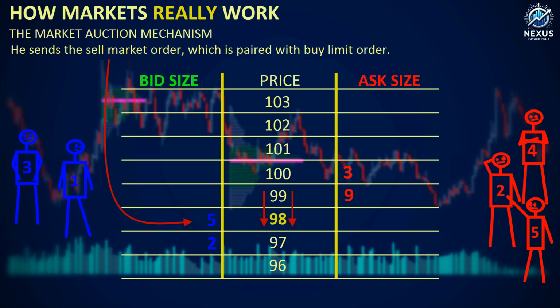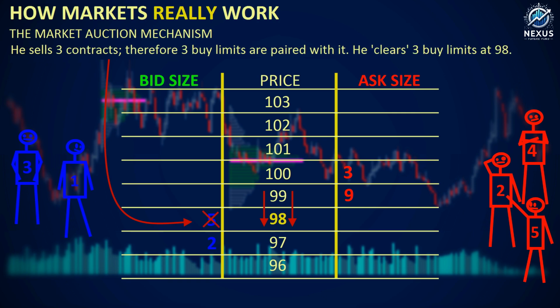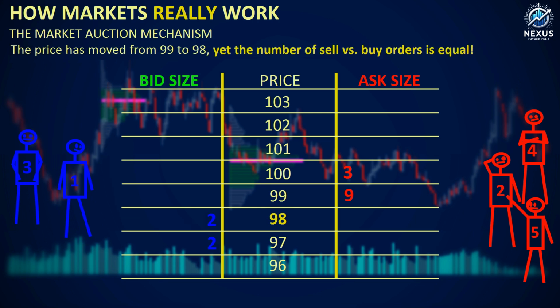The aggressive seller sold 3 contracts. Therefore, he clears 3 buy limits at the price of 98, and there were 5 buy limits at this price in total. Less 3 of them were cleared by this aggressive seller. That means that there are 2 more buy limits left to be filled at this price. Notice that the price is moved down, yet the number of sell versus buy orders is equal. The price didn't move down because there were more sellers than buyers, but because sellers were more aggressive than buyers.